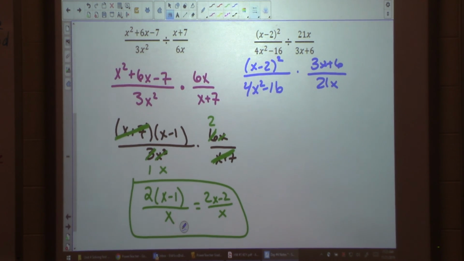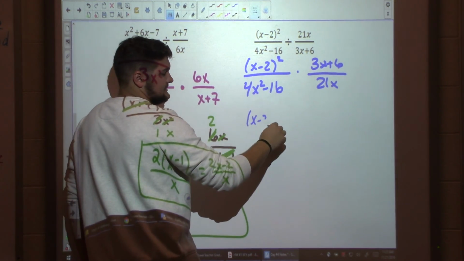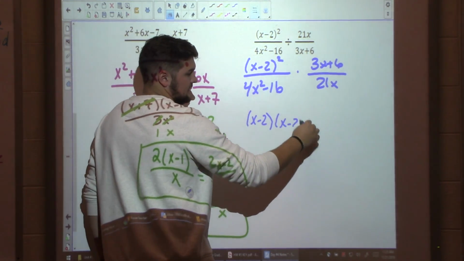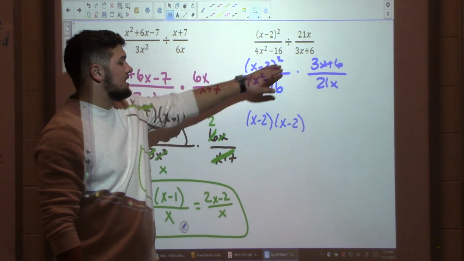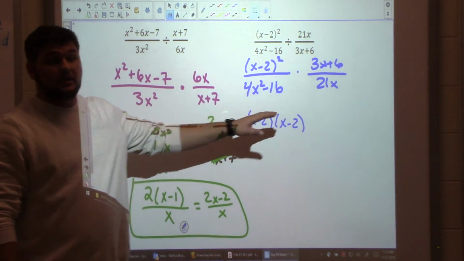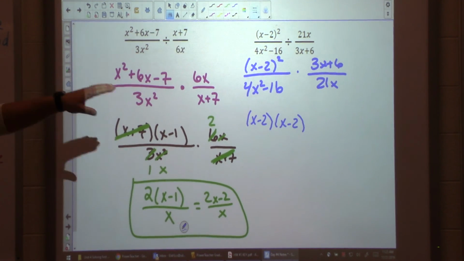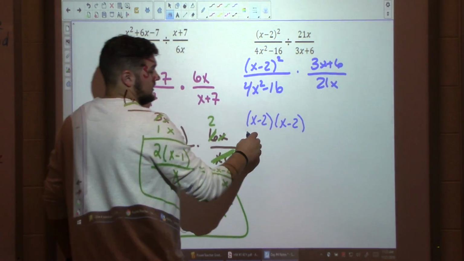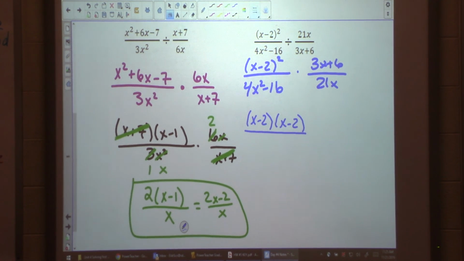I did my multiplying by the reciprocal first. Now factor. The numerator, x minus 2 squared, is the same as x minus 2 times x minus 2, right? Because anytime I square something, I multiply it by itself. Do not FOIL it. Leave it like that: x minus 2 times x minus 2. Over, what happens to that denominator? 4x squared minus 16. Can I factor that?